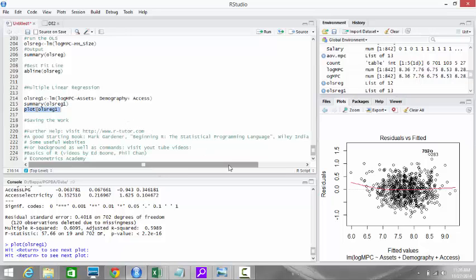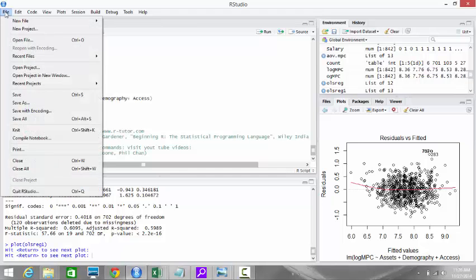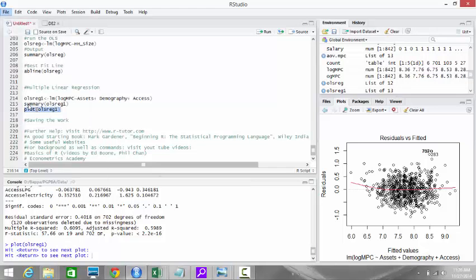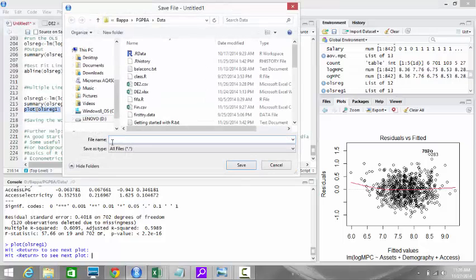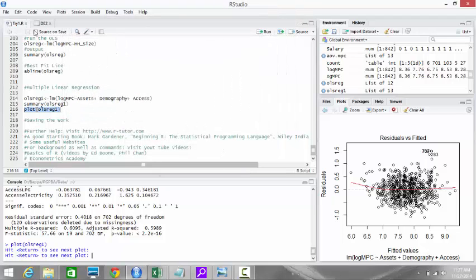Some final word before we end this video. To save the work, what I normally do is I go to file, I save it as something called try or try1. So this is the initial command, so this is going to be try. So the next time I can straight away open the try command.